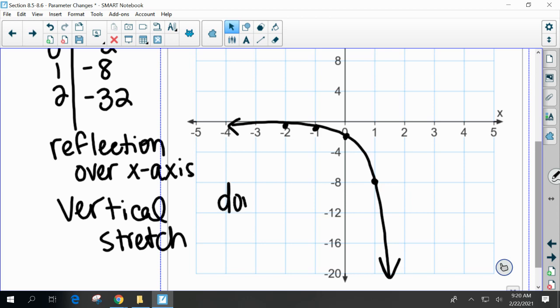Okay, so for the domain, we have all real numbers, and for the range, we're in the negative, so negative all real numbers. Is the domain always all real numbers? In this, generally, yes. Yeah.